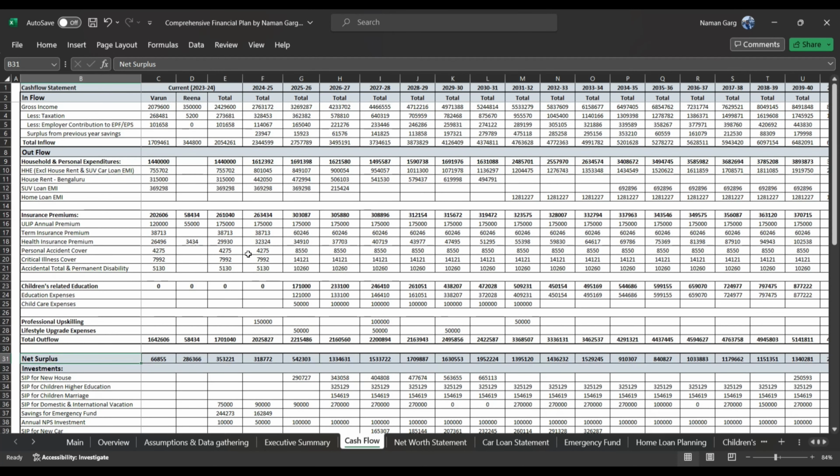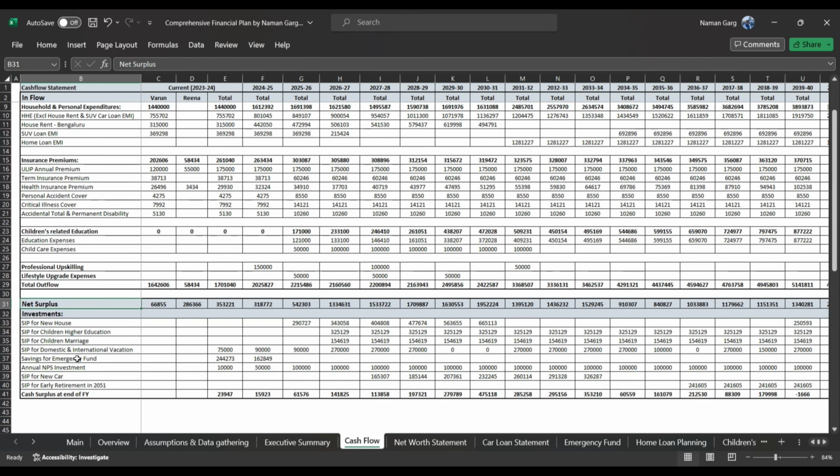Now, moving on to the cash flow statement. This sheet has three elements in it. First, the inflow, which talks about the money coming into your account in the form of salary, rental, or freelancing income. The second element is outflow, which covers your annual household and personal expenditures, insurance premiums, children related expenses, professional upskilling, lifestyle upgrade expenses, etc. Moving on to the third element, which is net surplus, this is the money left after all expenses and how this amount will be used to invest and to achieve your individual financial goals.